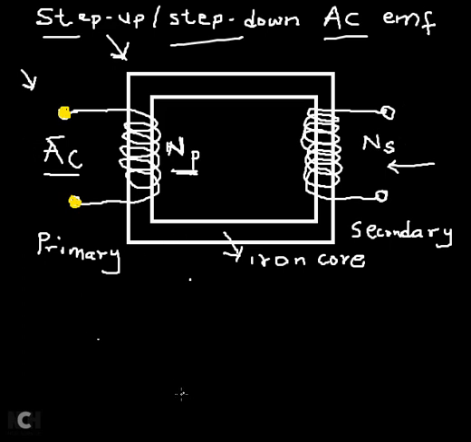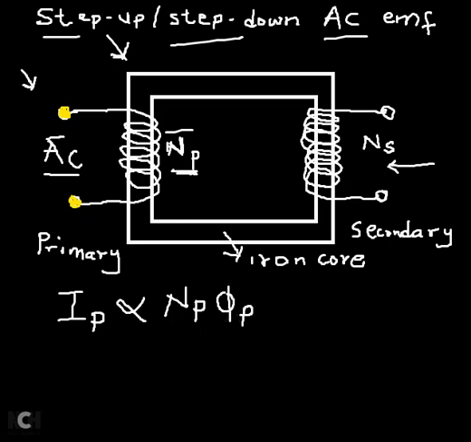Now, how does a transformer function? What is the principle behind the operation of a transformer? That's what we're going to be looking at. Whenever I supply current at the primary coil, flux will be generated at the primary coil, and that flux is proportional to the current supplied. Let NP represent the number of turns of the primary coil, multiplied by the flux generated at the primary coil.